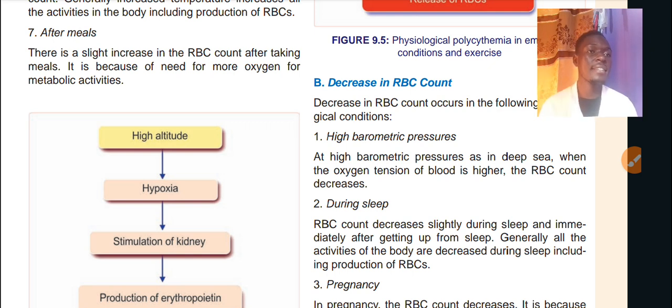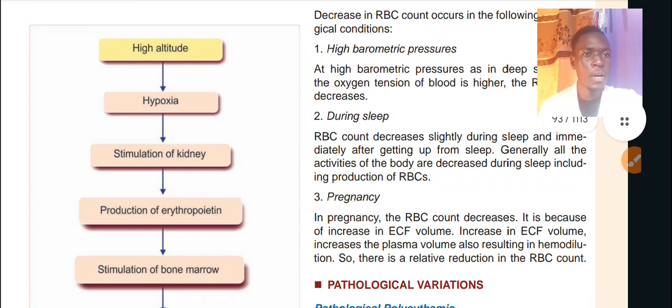During sleep, you realize that the metabolic activity also decreases. Therefore, the body has very reduced metabolic demands, and there is a decrease in the red blood cell count. Pregnancy can also lead to a decrease in red blood cell count, given the increase in blood volume. As blood volume increases, we have an increase in plasma. This plasma causes hemodilution that scatters the red blood cells, making the red blood cell count decrease.